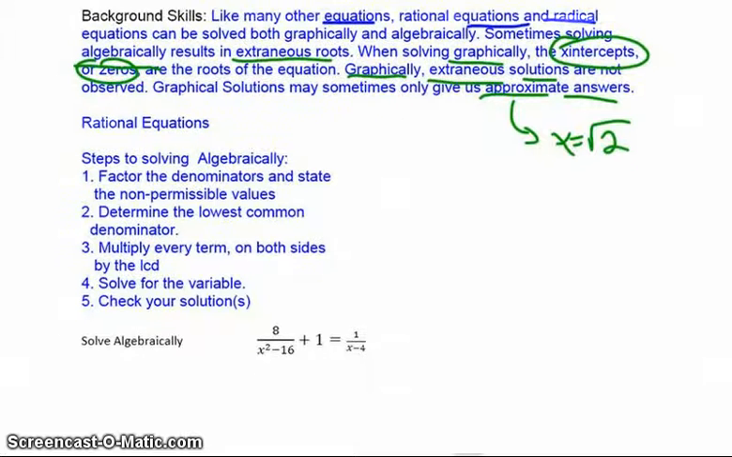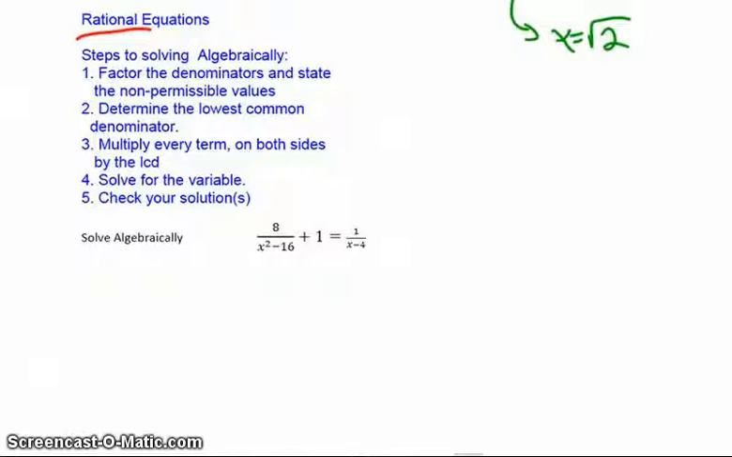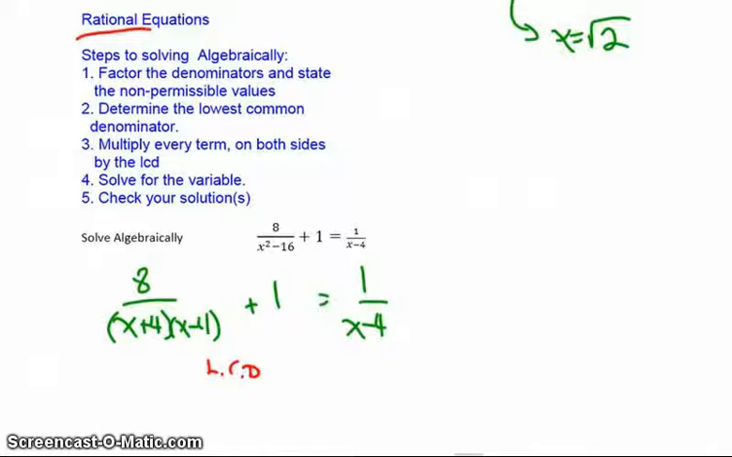So for Math 10, rational equations, not Math 10, Math 20, sorry. In Math 20, we did some rational equations, and the steps that are followed there. So the first thing I need to do is I need to factor. And if I factor this, I get 8 over x plus 4 times x minus 4, plus 1 is equal to 1 over x minus 4. I have to consider the lowest common denominator. And the lowest common denominator here is x plus 4 and x minus 4.